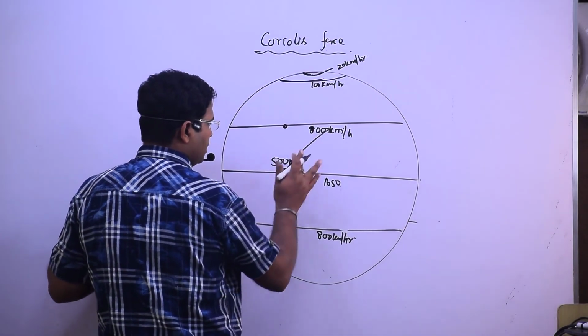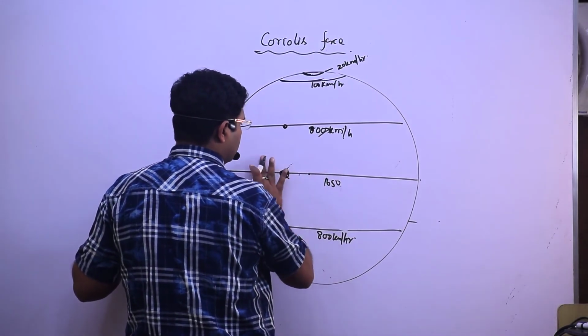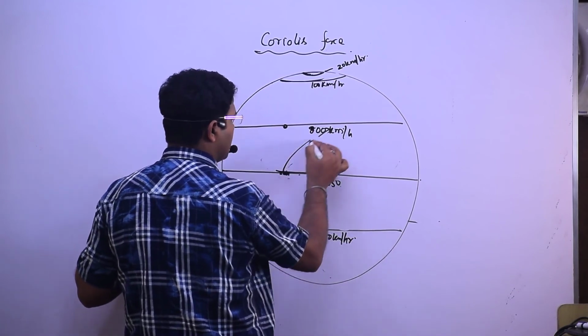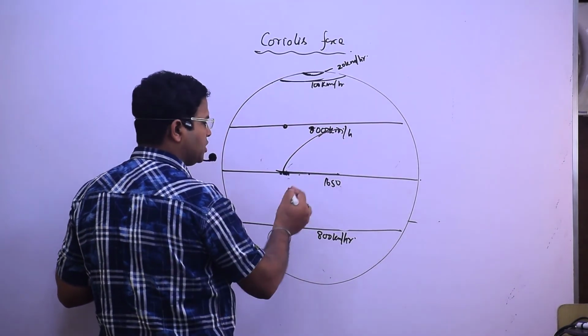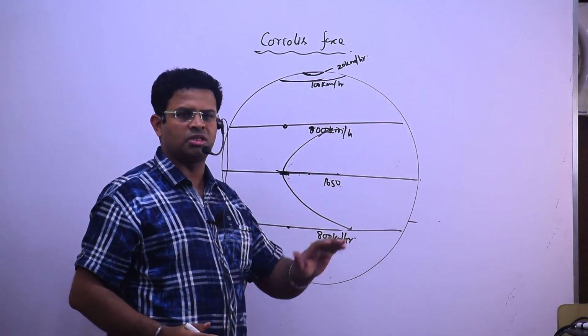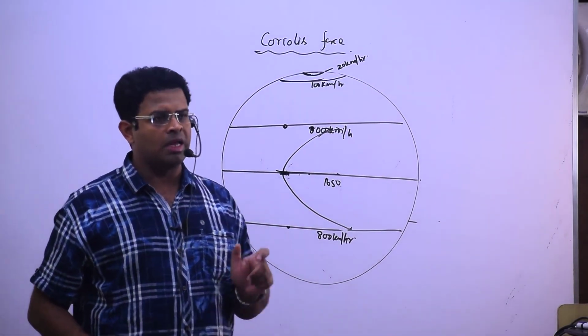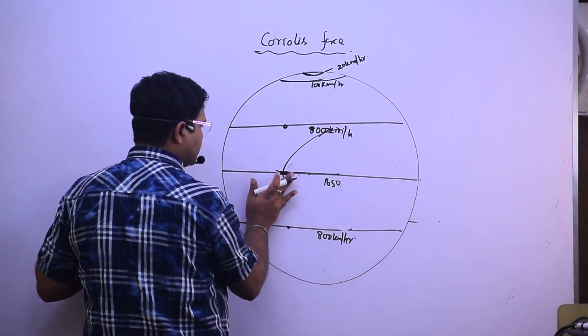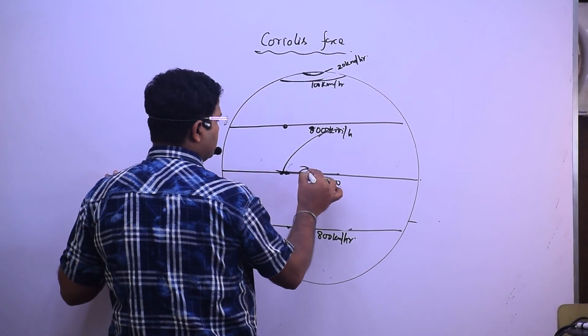Now, if I am throwing from low latitude to high latitude, what did you see in this? Rightward deflection in the northern hemisphere, and it is moving ahead, then it is a leftward deflection in the southern hemisphere. Leftward and rightward deflection.